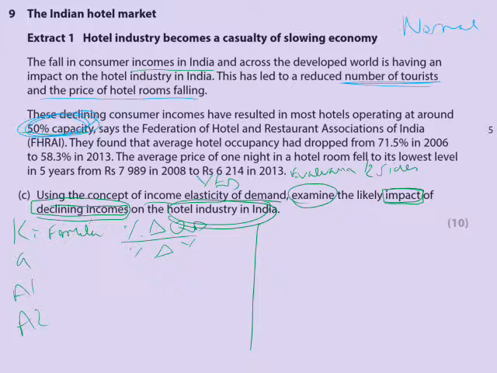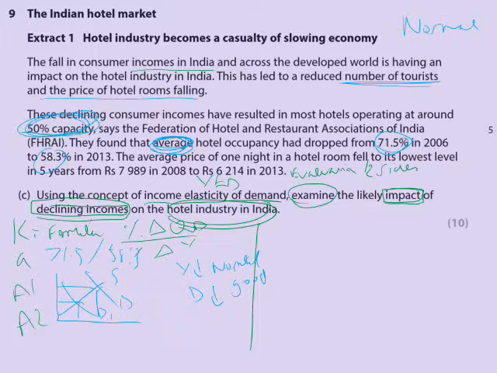You can be even more accurate because it goes on to say that on average, and that average there is going to be a very useful way to evaluate. Hotel occupancy has dropped from 71% to 58.3%. So that's a good bit of application. In terms of the analysis, well, we've said that it's a normal good. So incomes fall, normal good, demand will fall, and we'll just draw a supply and demand diagram to show that fall in demand.